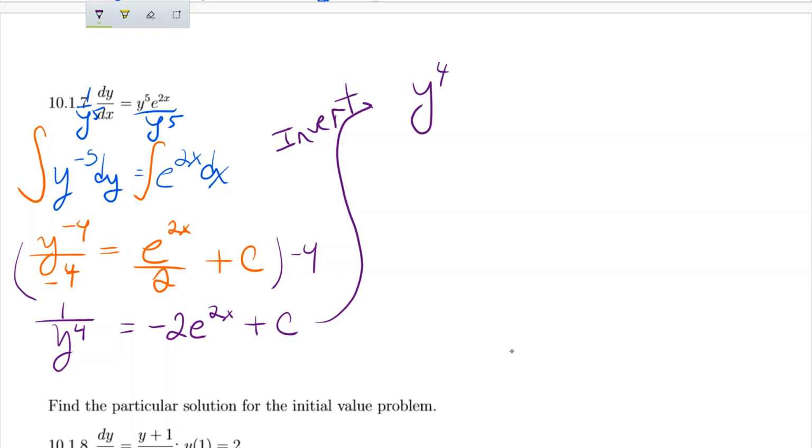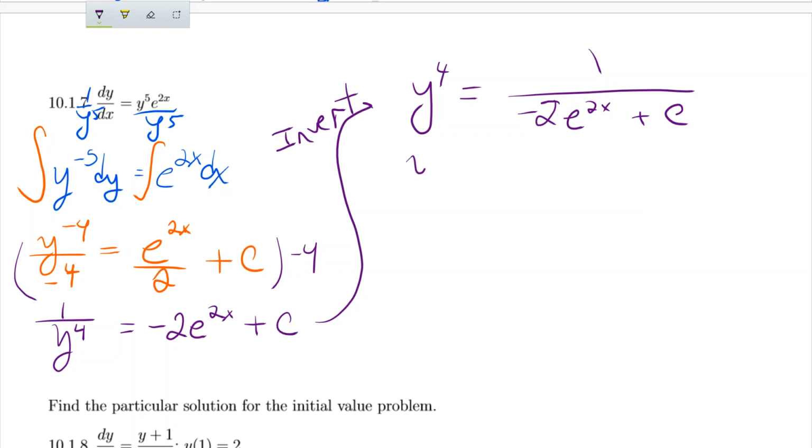So then I get y to the 4th equals 1 over negative 2e to the 2x plus c. I'm going to do a very similar move to this when I do the stuff with the logistic regression in the next section, so just watch out for this move. If you have 1 over stuff, you can just flip everybody, and then that's in the numerator and that's in the denominator, and things work.